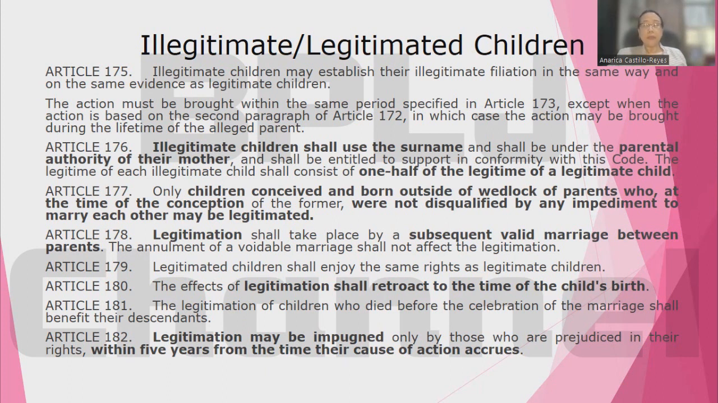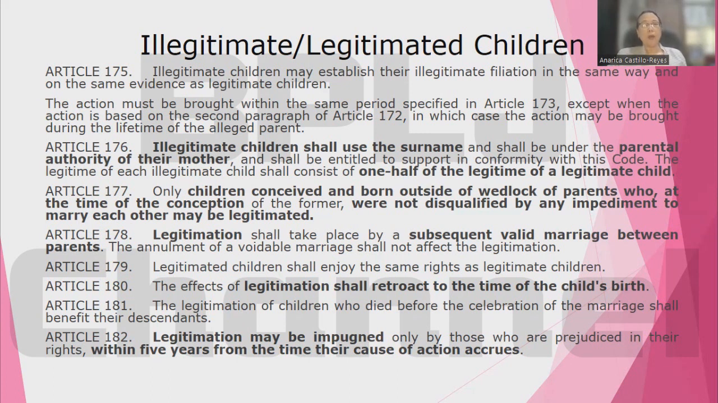Only children conceived and born outside of the wedlock of parents who, at the time of conception, were not disqualified by any impediment to marry each other may be legitimated. So we have actually three kinds of children: natural filiation, legitimate, illegitimate, and legitimated children. Now, for a child to be qualified to be legitimated, both spouses must, at the time of the conception of the child, not be suffering from any legal impediment to marry each other.